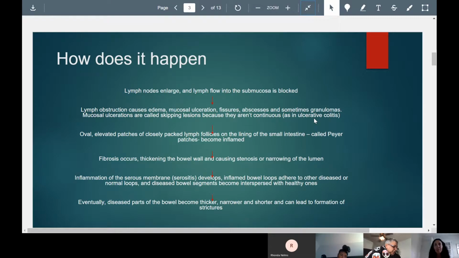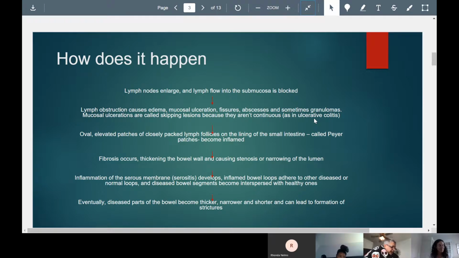All right, so how does it happen? So just a little flow chart. It starts with the lymph nodes enlarged, and the lymph flow in the submucosa is blocked. Lymph obstruction causes edema, mucosal alterations, fissures, abscesses, and sometimes granulomas. Mucosal ulcerations are called skipping lesions because they aren't continuous as in ulcerative colitis. And I'll show you a picture of that in a second.